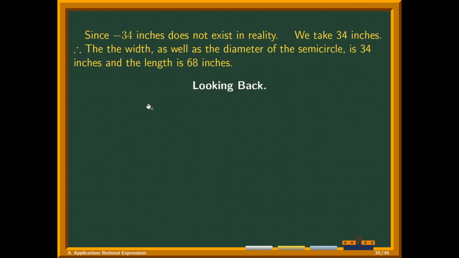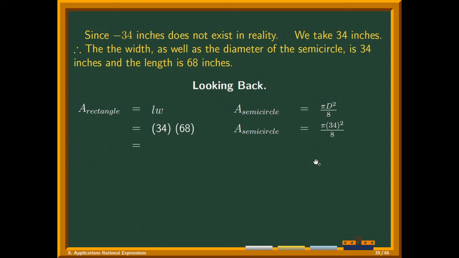So to check, we have the area of the rectangle and the area of the semicircle, pi d squared all over 8. We have 34 times 68, and we have pi times 34 squared all over 8. So we have 1,292 square inches. And approximately, we need approximation because of the value of pi, we have 454 square inches.